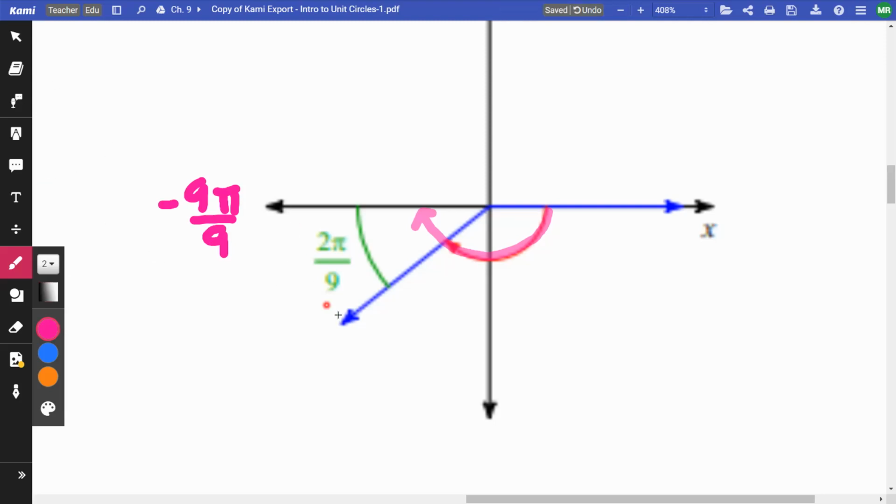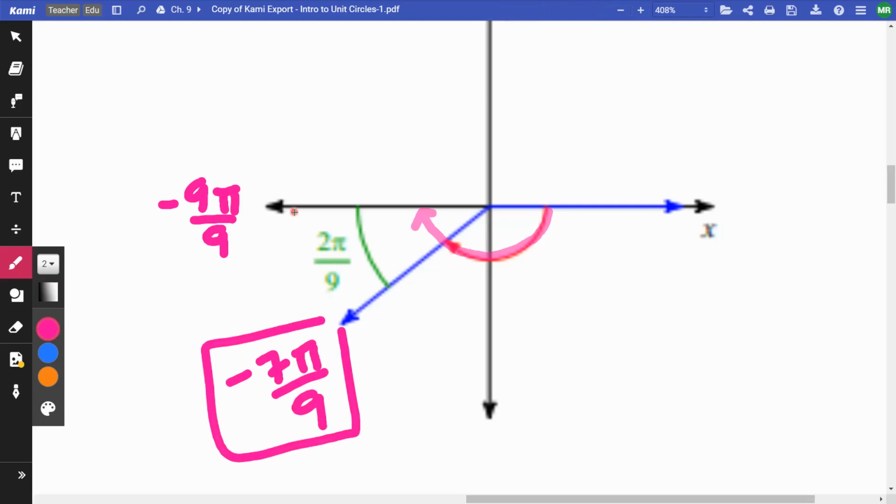So if I'm 2 pi ninths short of that, I'm at a negative 7 pi ninths. That's where I'm at. Because I would have gone a whole pi to here, and pi would be 9 ninths, or a negative 9 ninths, because I'm going this direction. But I was off by 2 pi. So I didn't quite make it to a negative 9 pi ninths. I made it to only a negative 7 pi ninths. Again, not a nice one on our unit circle, but we can still figure it out from this.